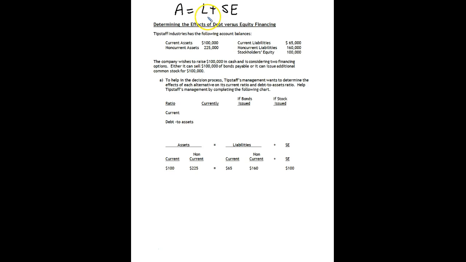But we want to look a little deeper into that whole concept. Why would a company then ever want to borrow money? And there is a reason, so let's look at it. I'm actually going to have us do the current ratio and debt to assets. Here's the original data from above. Short-term assets, 100,000. Long-term assets, 225. Current liability, 65. Long-term debt, 160. And stockholders' equity of 100. Now, there's going to be two scenarios. One, we're going to look at a rate.